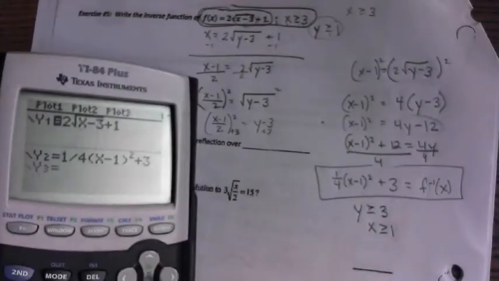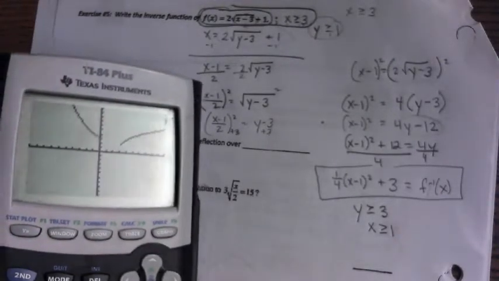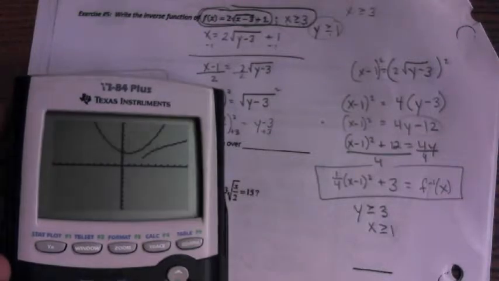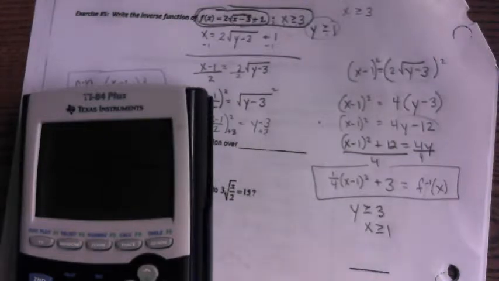So now watch what happens when I graph the inverse. Does that parabola that just came up look like a reflection of this piece? No, it doesn't, because it's too much. And it's too much because there's no way to write these restrictions that we just thought through into your calculator. But the reality is that because this domain was greater than or equal to 3, this range is going to be greater than or equal to 3. And that did happen.